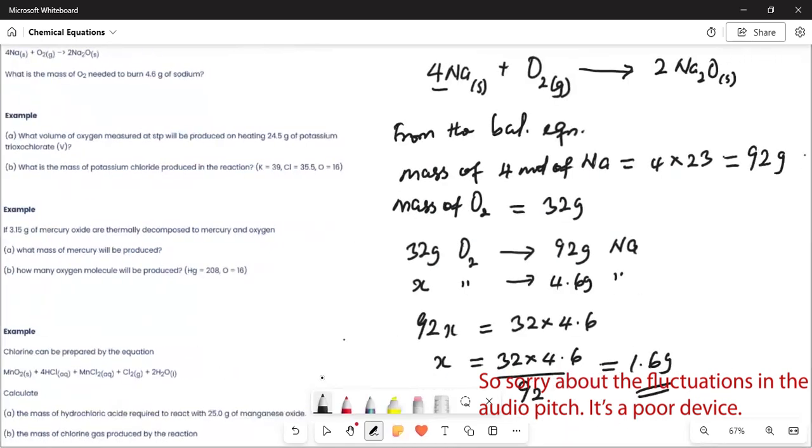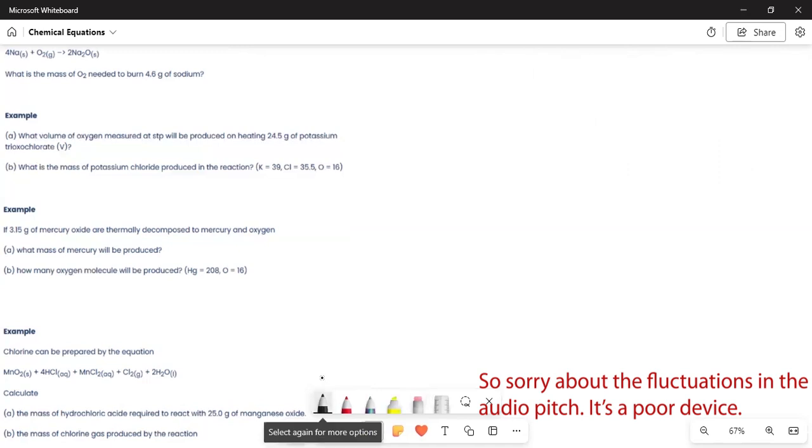The next one says, what volume of oxygen measured at STP will be produced on heating 24.5 gram of potassium trioxochlorate(V)? That's question A. Then question B, what is the mass of potassium chloride produced in the reaction? Let's make some room here. Okay. So what volume of oxygen measured at STP will be produced on heating 24.5 gram of potassium trioxochlorate(V)? Potassium trioxochlorate(V) is KClO3. And when you heat it up, it decomposes to give us potassium chloride and oxygen as a gas.